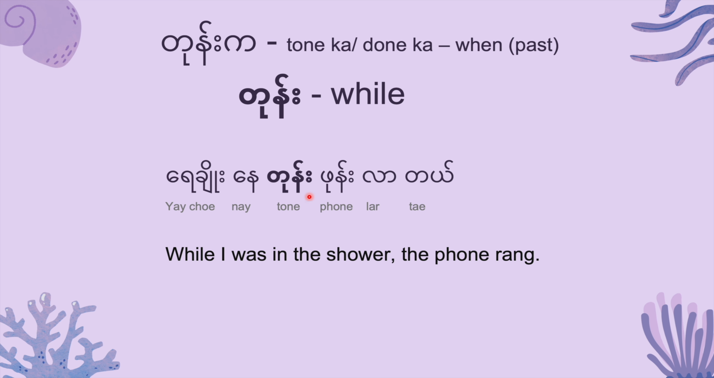Ye cho ni dong phone la de. Ye cho de means to take a shower. Ye cho ni de means you are taking a shower. Ni indicates continuous action. Ye cho ni dong means while you are in the shower. Phone is phone. La de means to come. So when the phone rings, we call it phone la de. Ye cho ni dong phone la de. It can be past tense or present tense: while I was in the shower, the phone rang, or while I am in the shower, the phone rings.